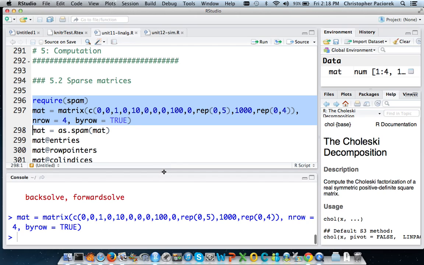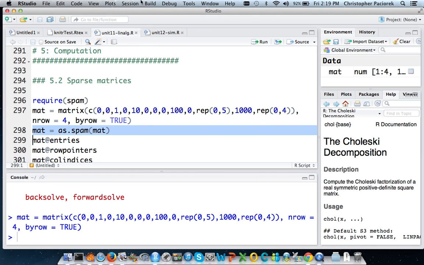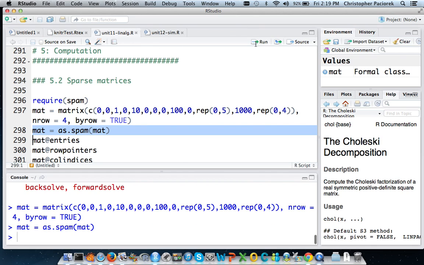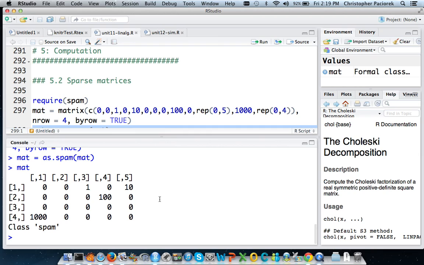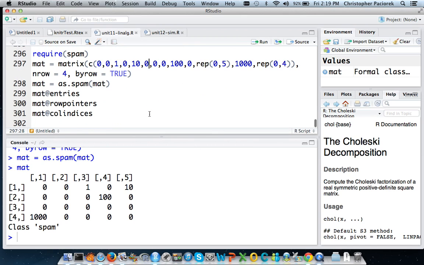Okay, so all I'm doing here is I'm first creating the matrix R as a dense matrix in the sense that I'm explicitly including the zeros. And then I'm going to convert it to the sparse matrix format using this as.spam function. So once I do that, this mat object is now a sparse matrix object. You can see that because that's what its class is. I think if it were a lot larger than this, it might not print out all of this, although I don't remember off the top of my head.